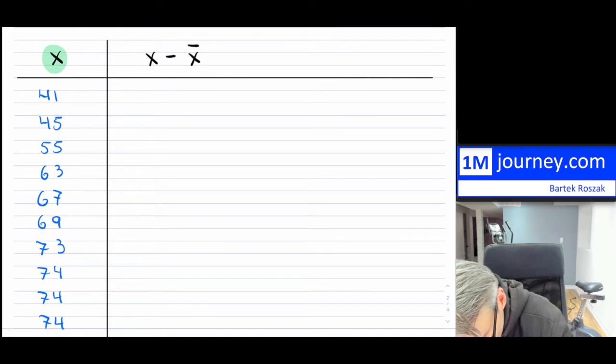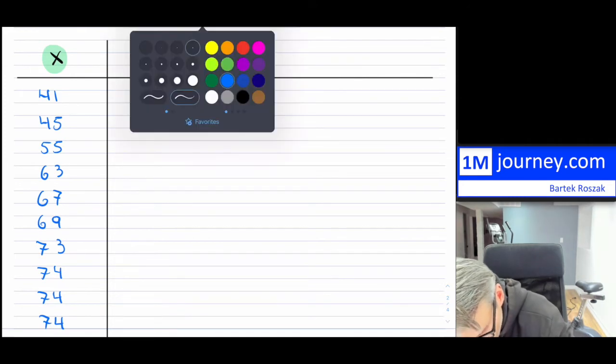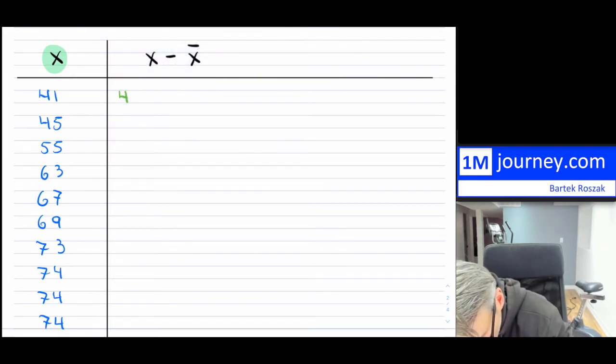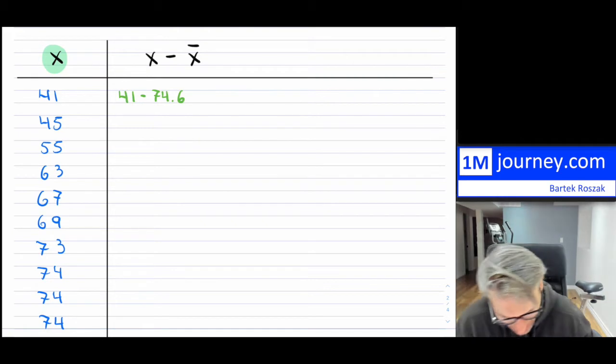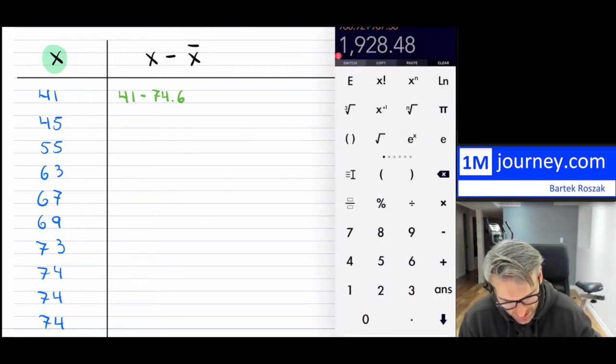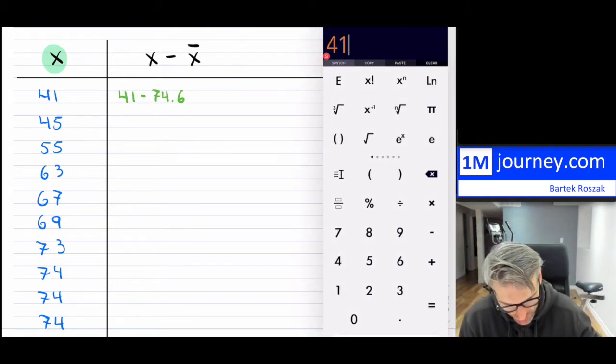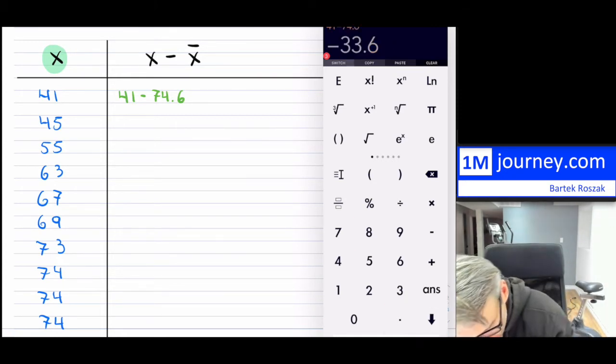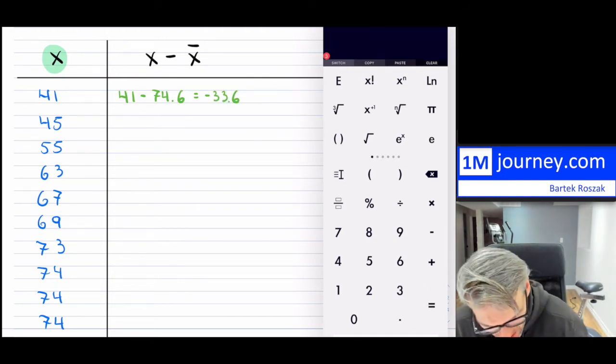So for instance, my first one that I would have would be simply 41 minus the mean, so 74.6. And if I subtract these, you'll notice that, of course, it's going to be negative. So the answer here is negative 33.6. Now, what does that mean?